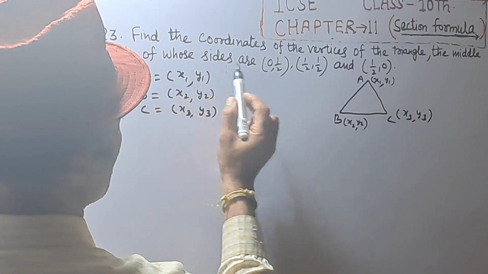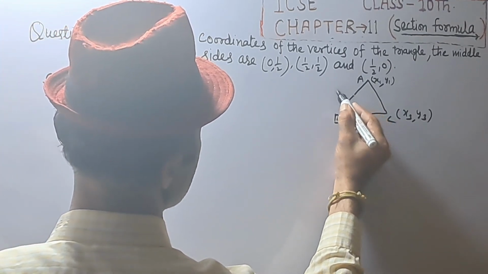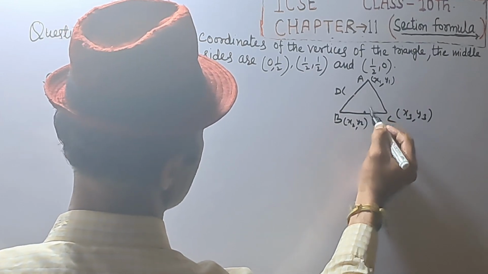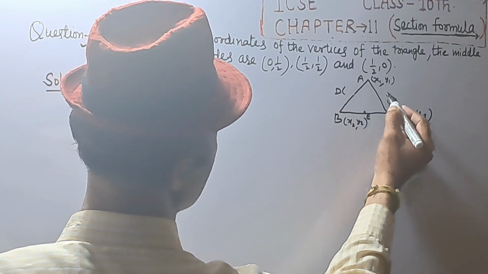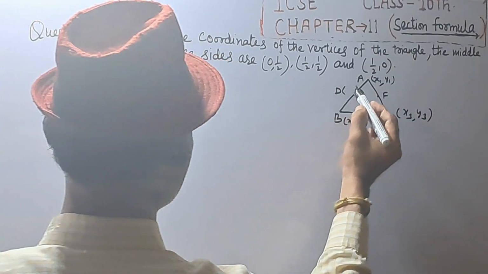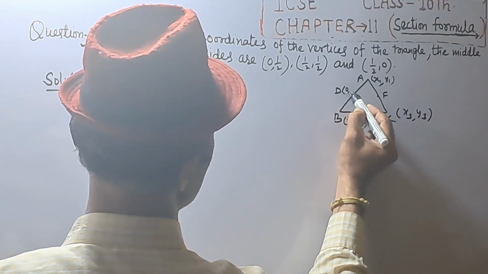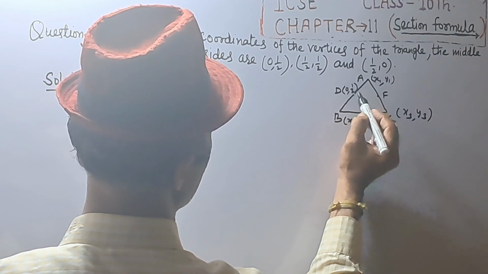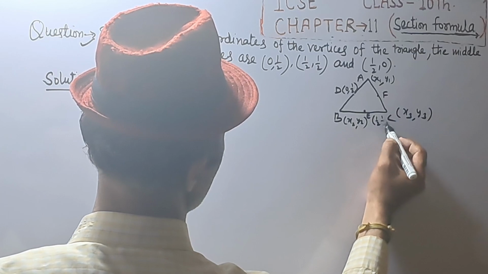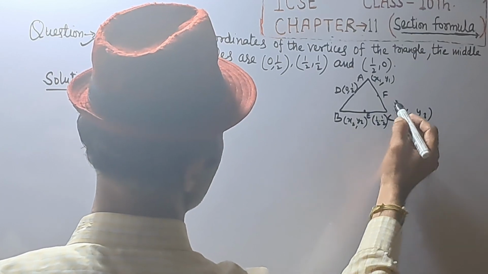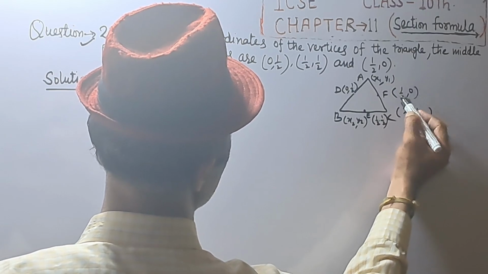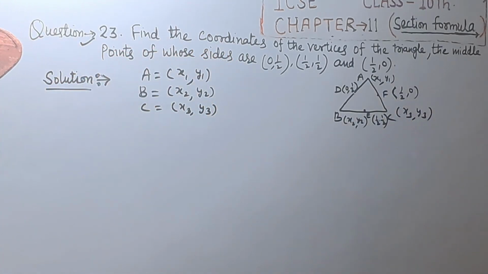The middle points of the sides are D, E and F. D is (0, 1/2), E is (1/2, 1/2), and F is (1/2, 0).